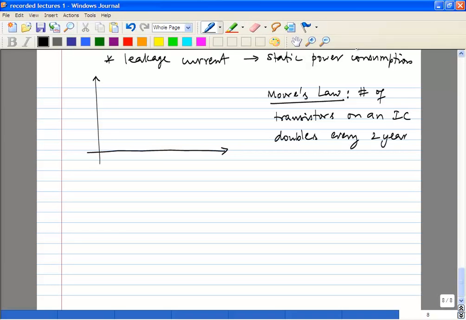every 2 years. Now you'll also see multiple numbers for this, because some people say it used to be 1 year, then 2 years, some people say 18 months. So the exact time does not matter. What matters is there is some kind of linear relationship if you look at the number of transistors versus time. And we more or less lie on this line.